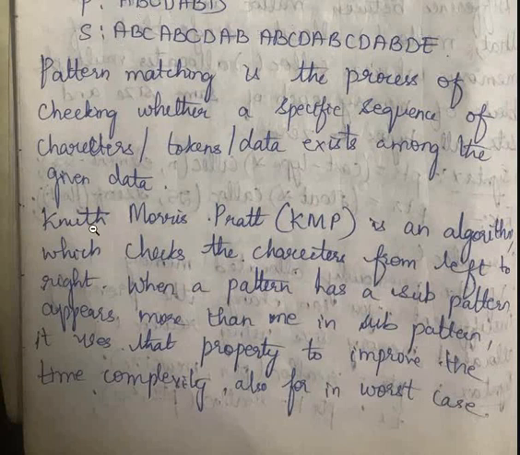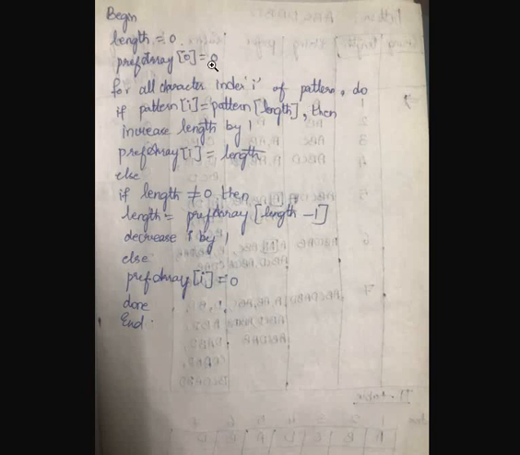This is left to right, right? Using KMP you can do that. When a pattern has a sub-pattern that appears more than once, it uses that property to improve the time complexity, even in the worst case. It is not that the given pattern should exist only one time in the longer string. It may appear one time, two times, or n number of times, till the last character. This pattern has to be checked. That is important. Next we'll see the algorithm for this.